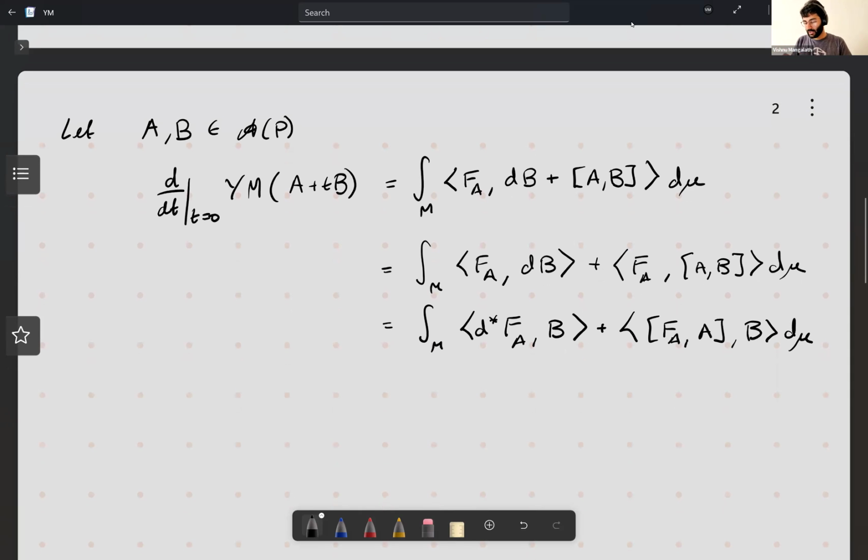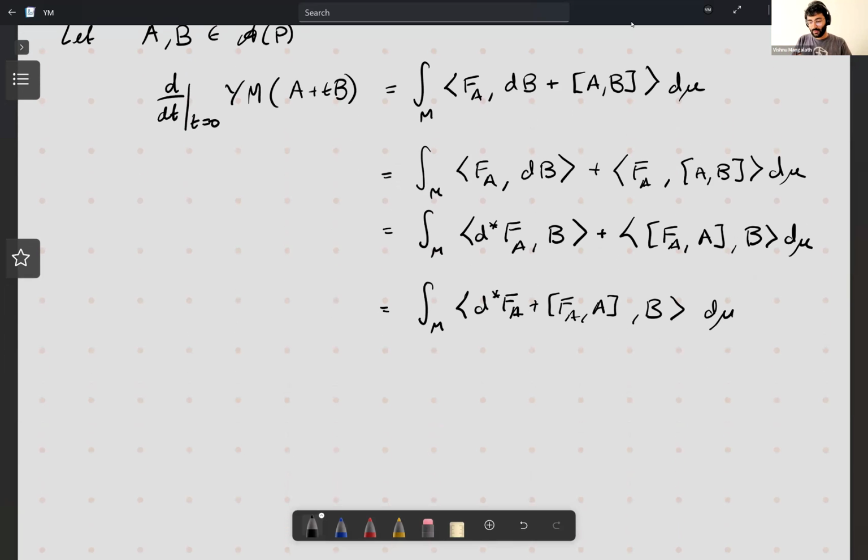Okay, so in the end we get, I'll just write out one more line to get D star F A, plus F A comma A in a product with B. So then we get that the adjoint of the exterior covariant derivative applied to FA is equal to D star FA.